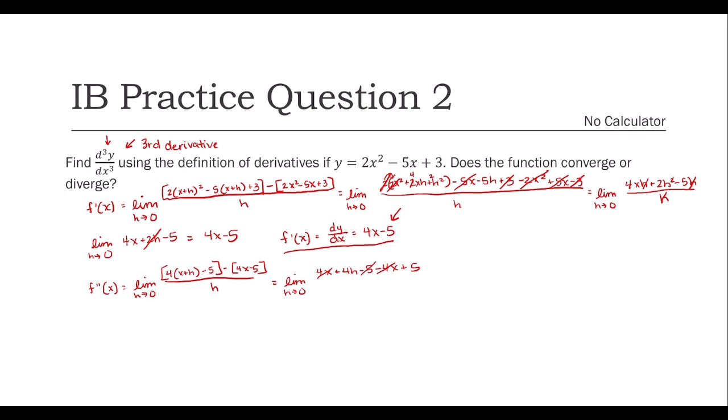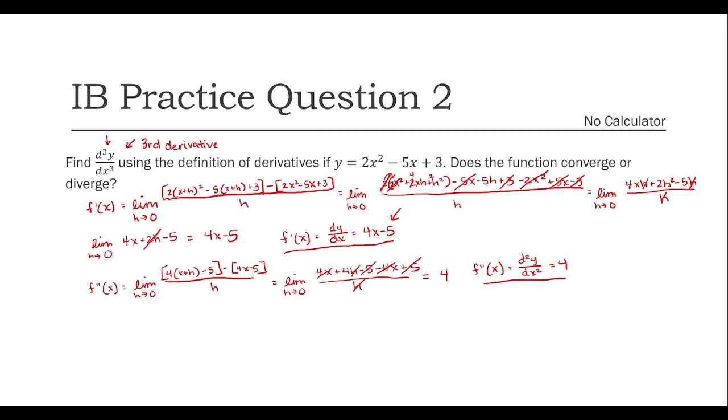Our negative 5 and our positive 5 will cancel. And it's all over h, and our h's will cancel each other. So our answer here is just going to be 4. So f double prime of x is d squared y dx squared, and that's equal to 4.